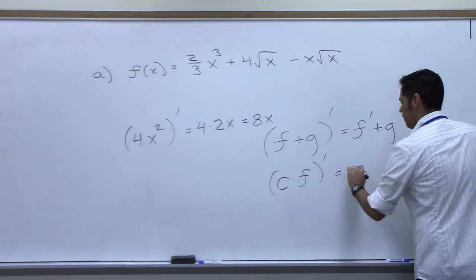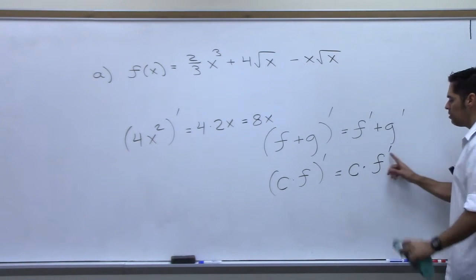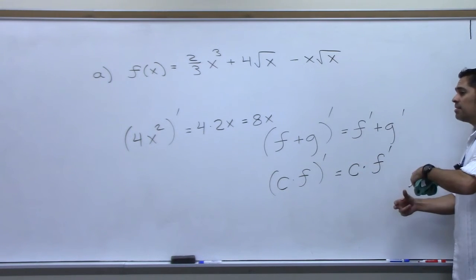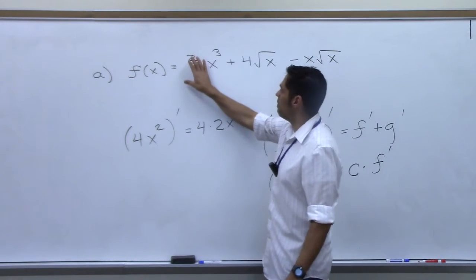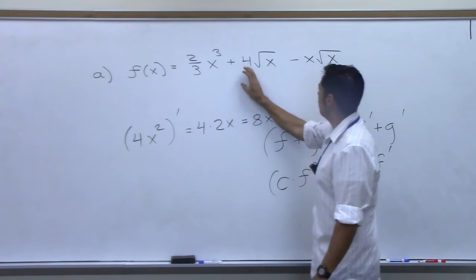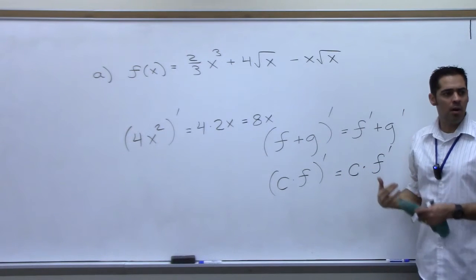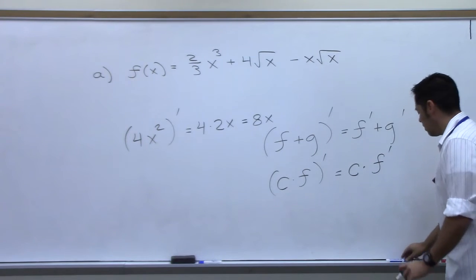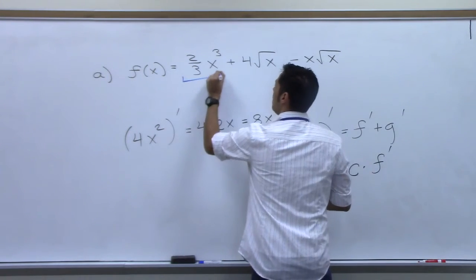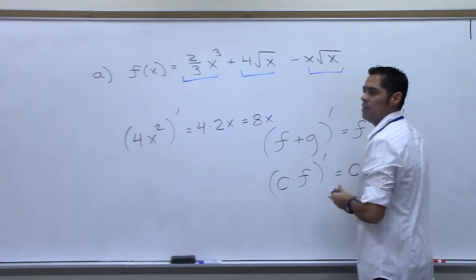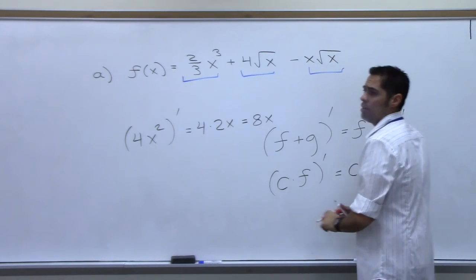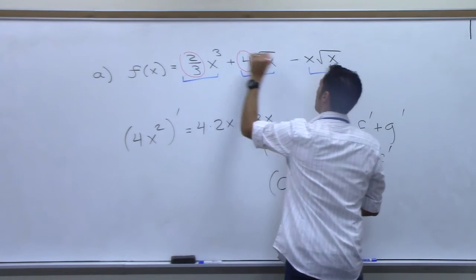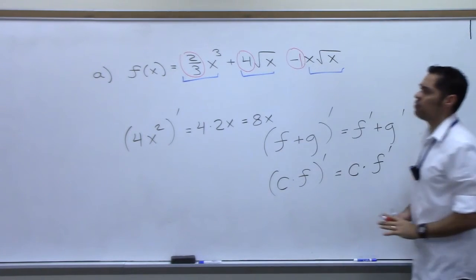So the c comes along for the ride, and you just take the derivative of the function. C just multiplies it at the end. The antiderivative is going to work exactly the same way. If we have a constant sitting in front of a function, like here the 2/3, here the 4, here -1, it's just going to come along for the ride when we take the antiderivative. So really we're focusing on 3 separate terms, ignoring the 2/3, the 4, and the -1. They will just come along for the ride. Yes?